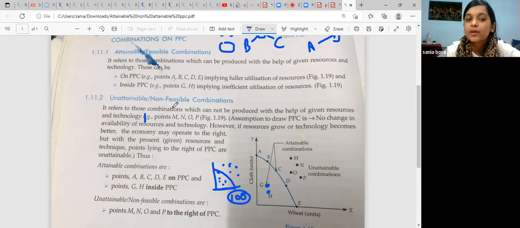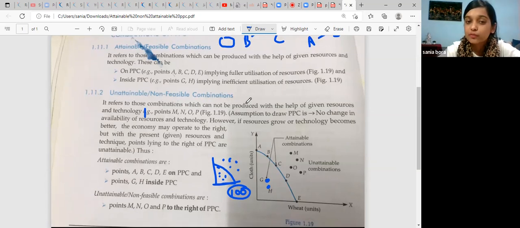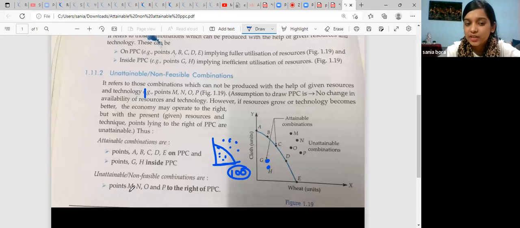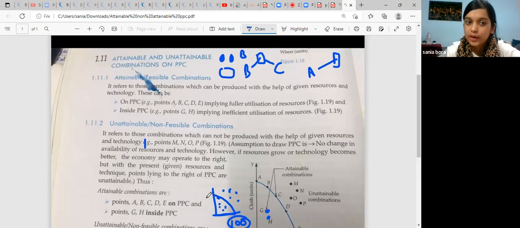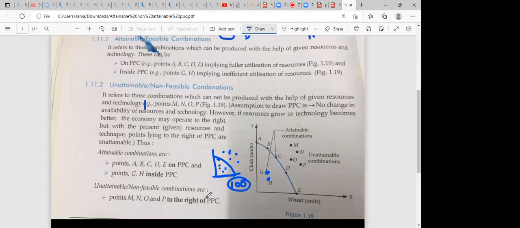And for unattainable, you are going to write: it refers to those combinations of goods which cannot be produced with the help of given resources and technology. Unattainable combinations are points M and O, to the right of the PPC.